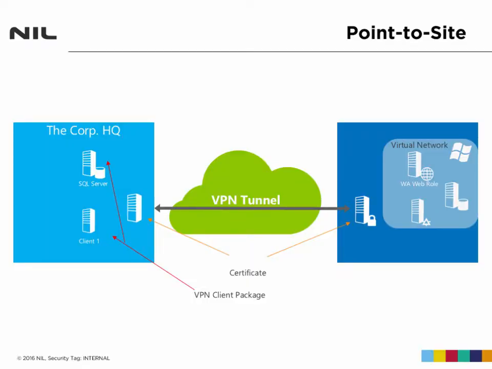The first one is point to site. Typically, everybody is using some kind of VPN client like Cisco AnyConnect, Citrix, Juniper, or Microsoft VPN. You get the certificate and the VPN client package, and then you just connect to your virtual network, the same way you would with your company on-prem firewall or VPN terminator.